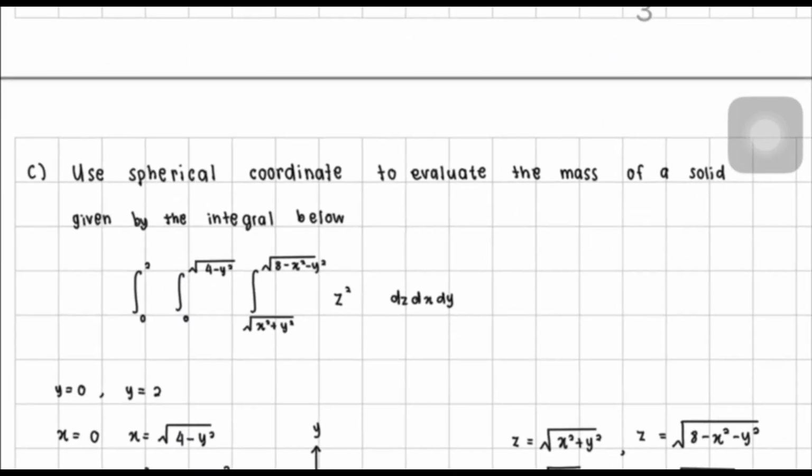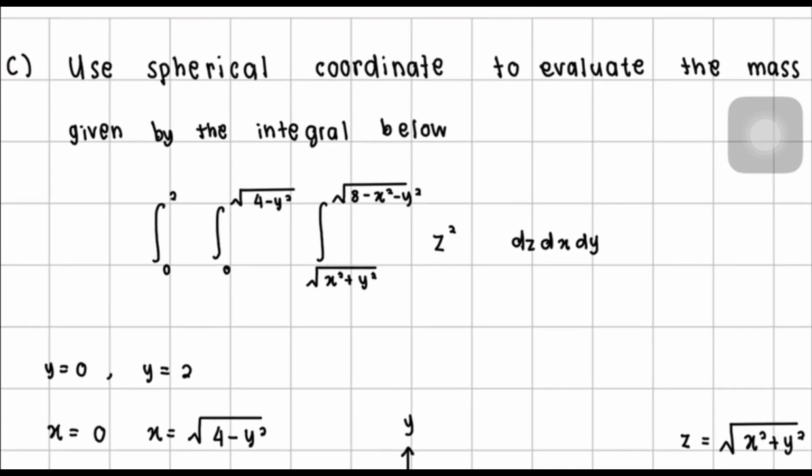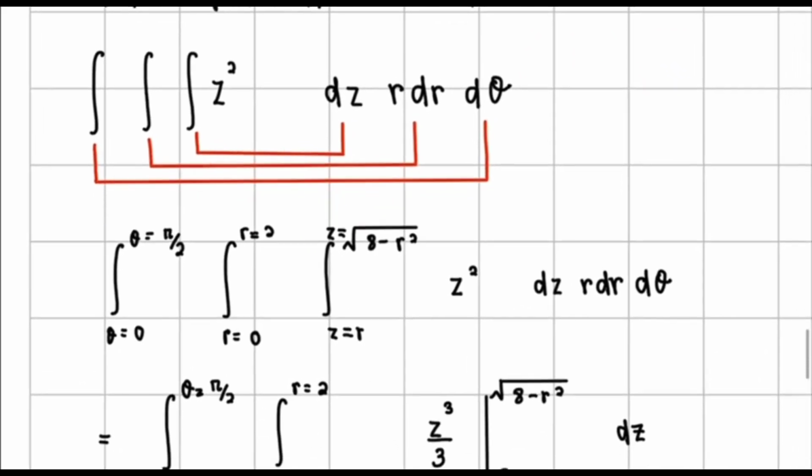So we move to the third question. Use spherical coordinates to evaluate the mass of a solid given by the integral below. This is my manual calculation. It gives us x, y and z. To find the mass in spherical coordinates, I need to change dV to dz r dr d theta.